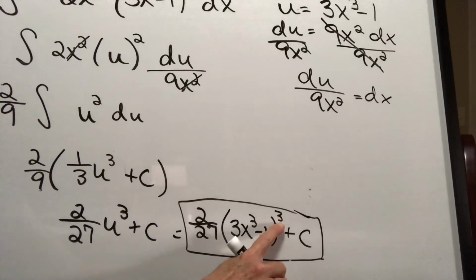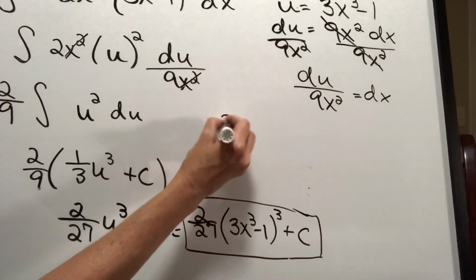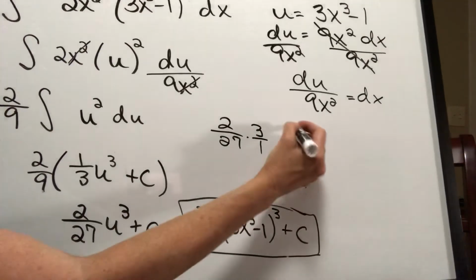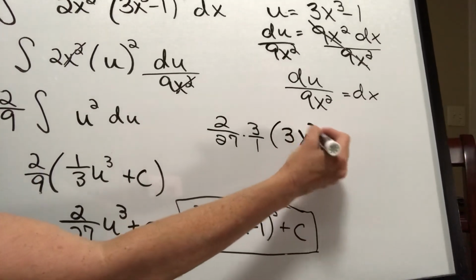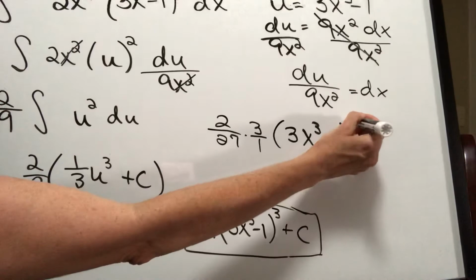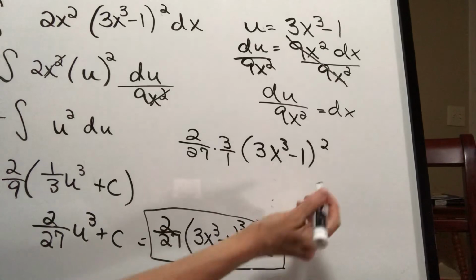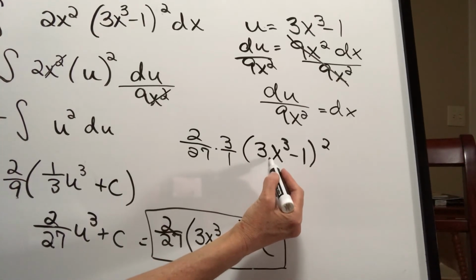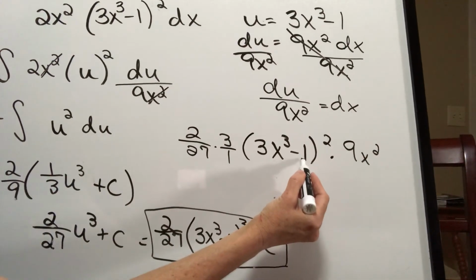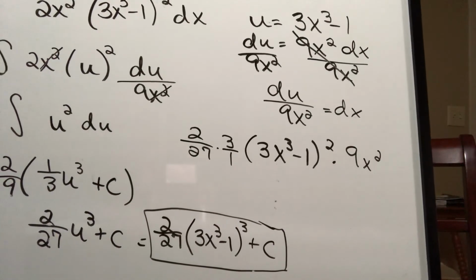Okay, so first of all, you would multiply the 3 exponent by the 2/27. So let's do that up here. 2/27 times 3, think of it as 3/1. Keep the inside the same, so that's still 3x cubed minus 1. But remember, the exponent is now 1 less, so instead of 3, it's 2. And then you have to multiply by the derivative of the inside. Remember, the derivative of 3x cubed was 9x squared, and the derivative of negative 1 is 0, so you don't need that.